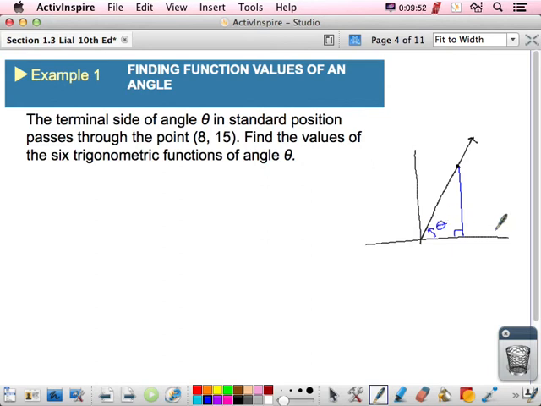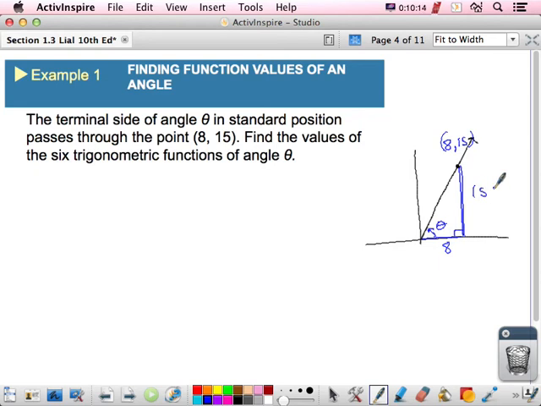Okay? Then you label the sides of the triangle, and you get that from your ordered pair. If this is the point 8, 15, how much is this distance here? That's positive 8, and this is positive 15. So those are the legs of your triangle.